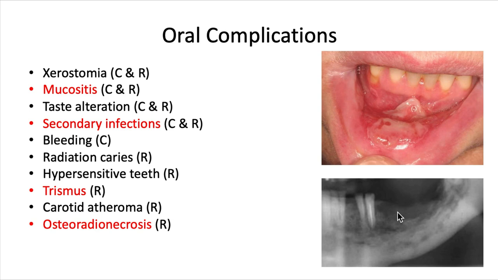And again, this would manifest as dead bone due to a lack of adequate blood supply, usually following an extraction or something else that leads to exposure of that bone. Like with MRONJ, the mandible is more likely impacted than the maxilla, and posterior regions are more commonly affected than anterior regions.